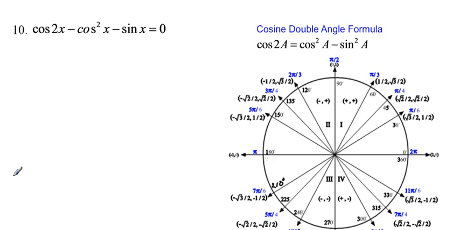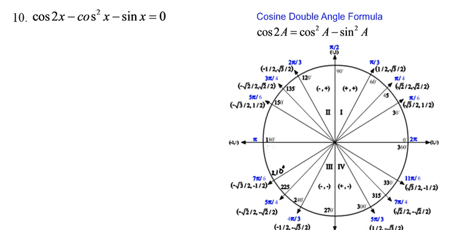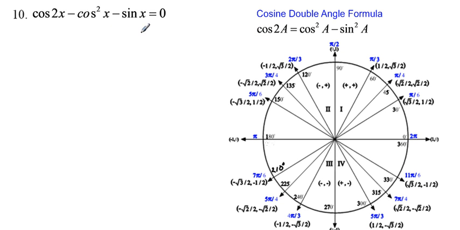Okay, let's move to our last equation here. We have cosine of 2x minus cosine squared x minus sine x equals 0. And we have our unit circle here on the right. And notice that I've also written the cosine double angle formula. The reason why we're going to use the cosine double angle formula is, notice, as compared to the first few that we did, there's a 2 here. So that constitutes a double angle.